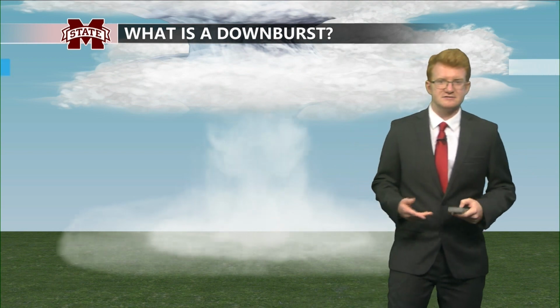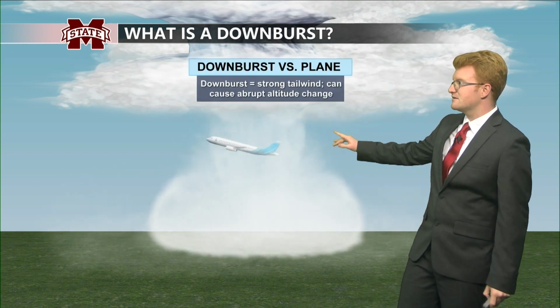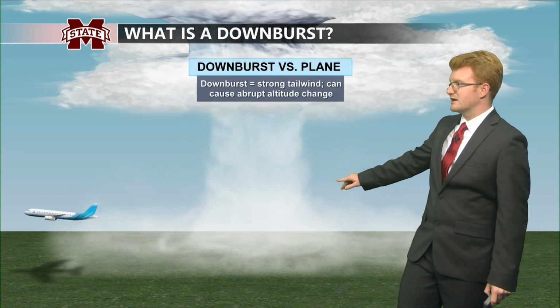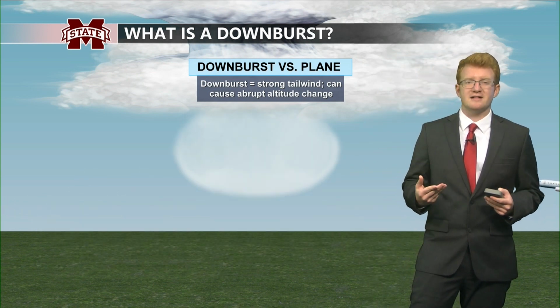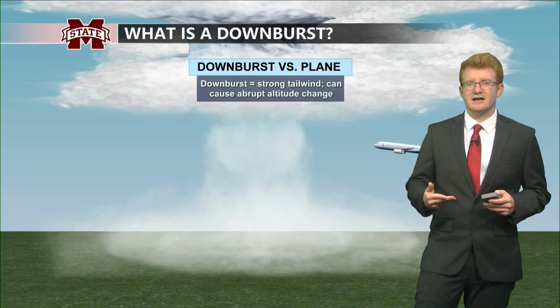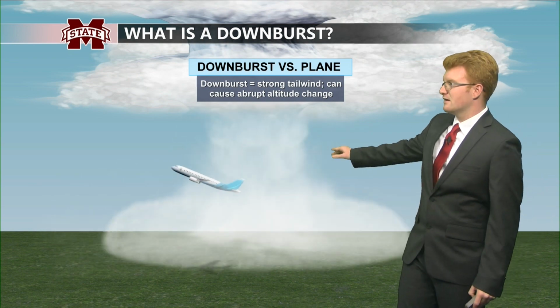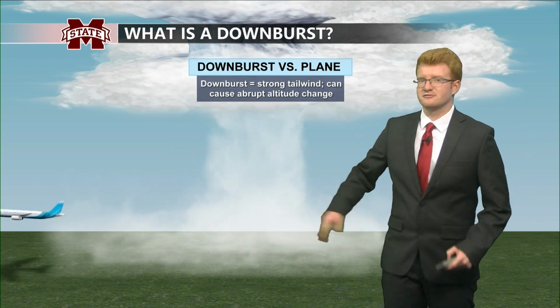And downbursts can be especially dangerous for planes flying through, as they can provide a very strong tailwind on the back of the plane, making it descend in altitude at a very rapid pace. This is why pilots try to avoid thunderstorms as they're flying or landing, due to the lack of lift that downbursts provide for a plane.